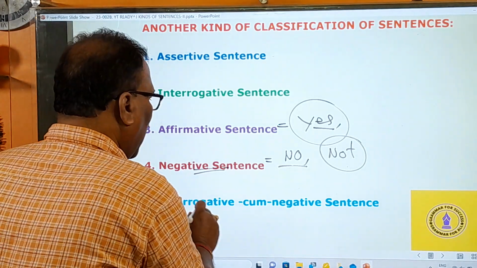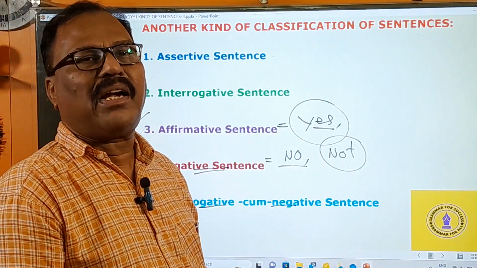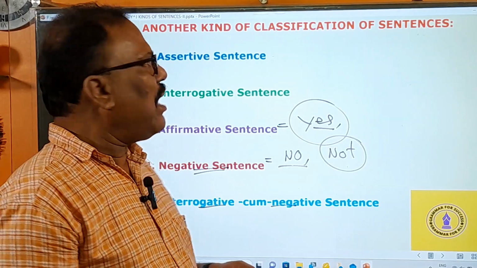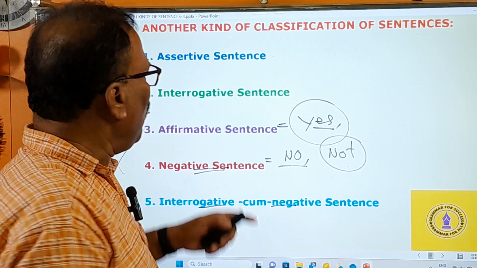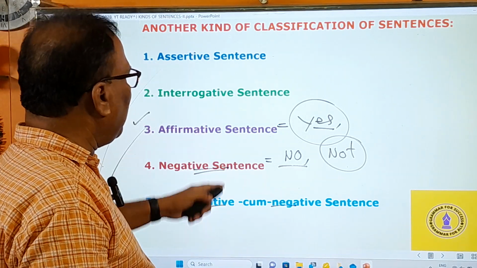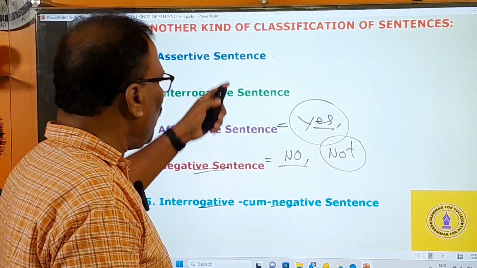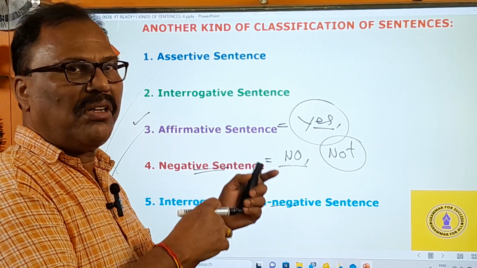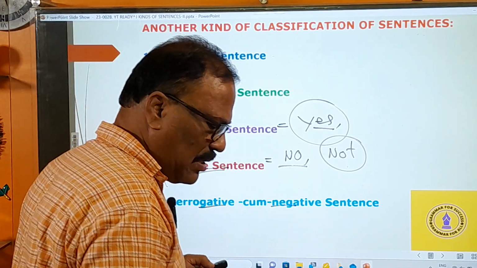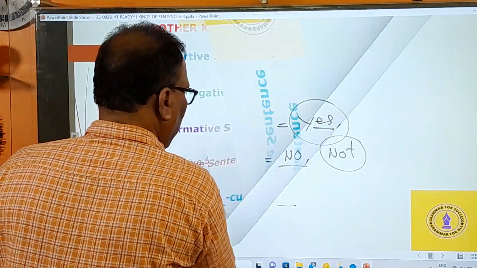And here interrogative cum negative sentence means negative sentences are put in the interrogative form. That's okay. And now in this way, from the spoken English point of view, sentences can be divided into these five kinds. You must be thorough in all of them, and how you have to practice them, how you have to learn them, I'll tell you in the next video. Now go to the next video.